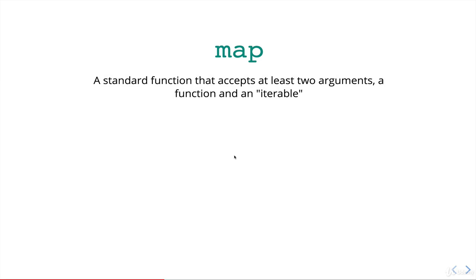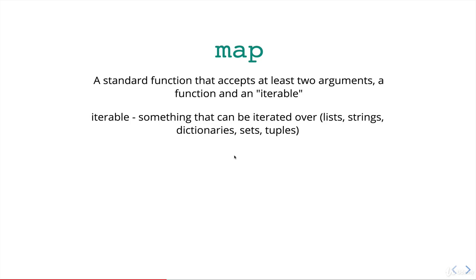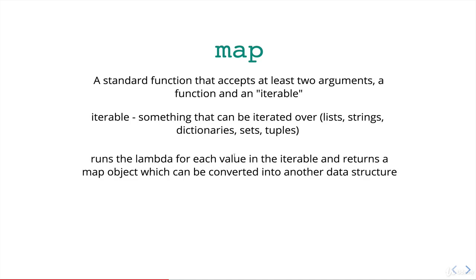Okay, so map is a standard function that accepts at least two arguments: a function to call, so we pass in a function to map, and an iterable, something we can iterate over, lists, strings, dictionaries, tuples, and sets. Whatever function we pass in, which is usually a lambda, it will run that lambda for each value in the list or the string or whatever the iterable is. And then it returns a collection at the end. It's called a map object. We'll get into that later. That contains kind of the new version of everything.